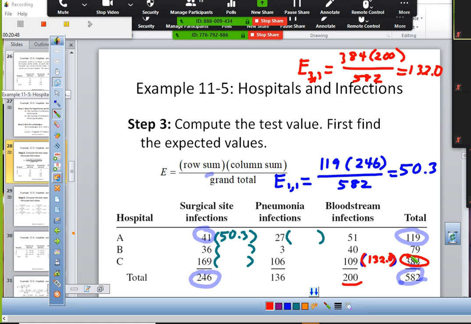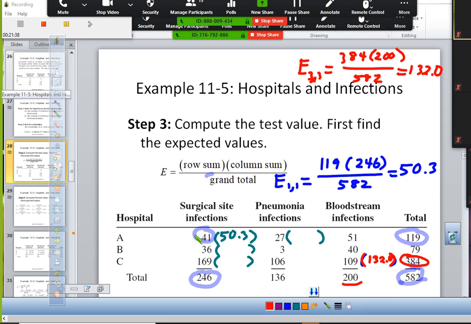Then I'm going to do it for this last one. So its row total is 384. Its column total is 200. So 384 times 200 divided by the grand total, 582, is 132.0. So 132 or 132.0. Give me at least 3 sig figs there. 3 sig figs is good.